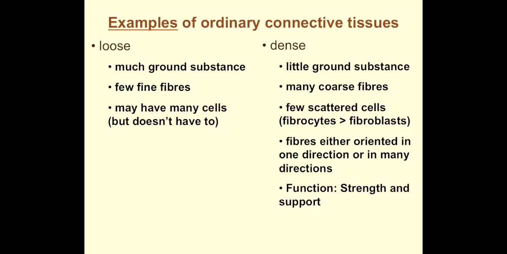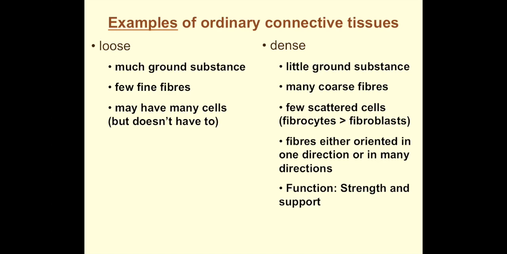Dense connective tissue has little ground substance, lots of coarse fibers, bundles of collagen, and few scattered cells. We tend to have more fibrocytes than fibroblasts, so they're more maintenance type of cells rather than the secretory cells. The fibers are oriented in either one direction or many directions, and of course its function is about strength and support, so resisting forces from abrasion and transferring forces.